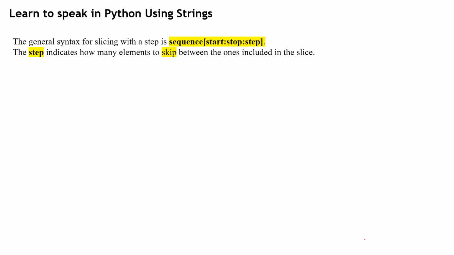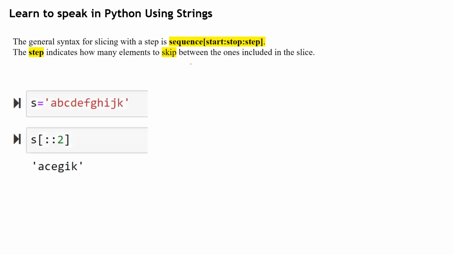And in general, when we are representing syntax for slicing, it usually includes the increment as well. So you have the sequence, square brackets, the start, the stop, and the step. The step indicates how many elements to skip between the ones included in the slice. For example, consider the following string. S is A, B, C, D, E, F, G, H, I, J, K. And I ask you to run the following line of code: S[::2].